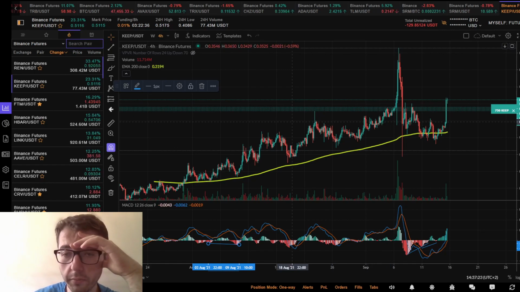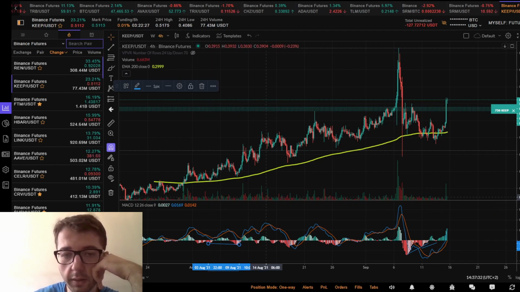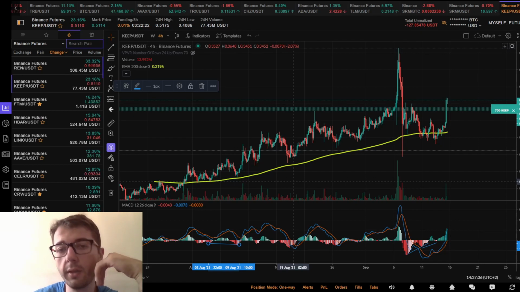And that's how I use basically the MACD. I use it for the divergence, and then the trend following strategy, and it's highly profitable.